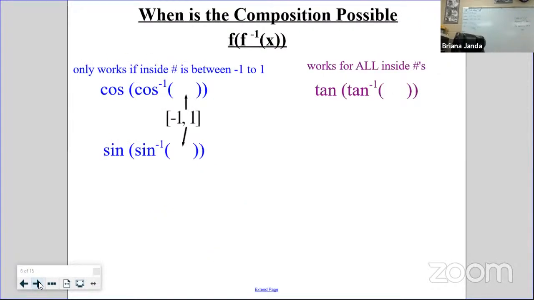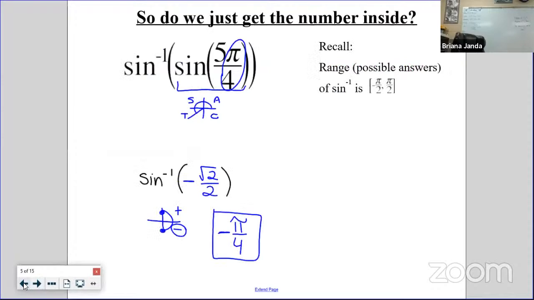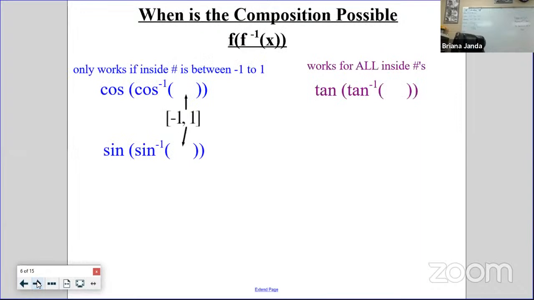So when is it possible to do this and when is it not? Sorry, let's back up real quick. Do you recognize that all the problems we did so far had the inverse on the outside? So what if I move the inverse function to the inside of the composition? Not always possible, okay?